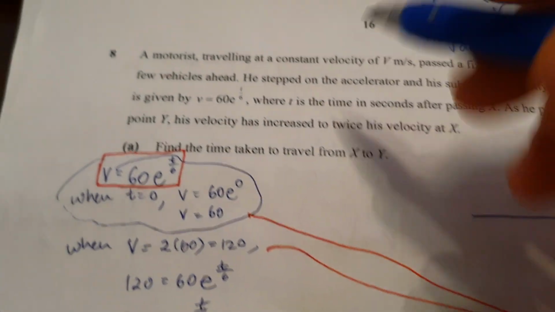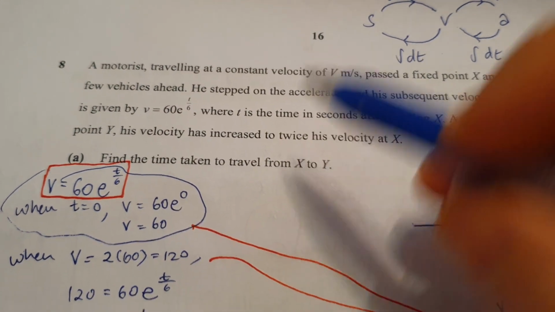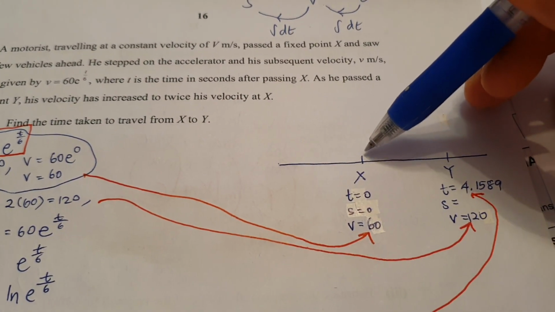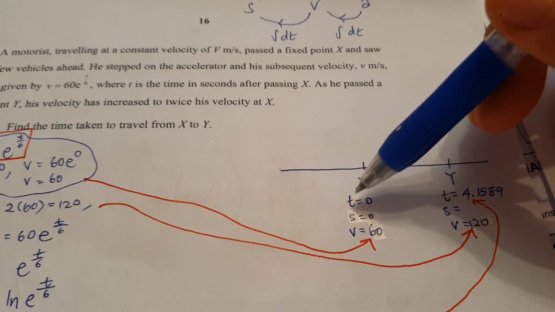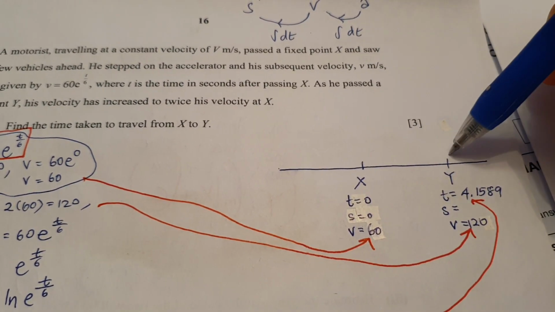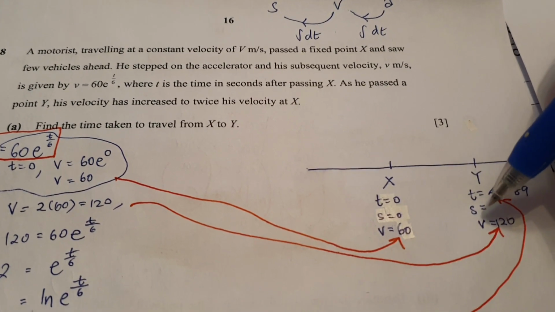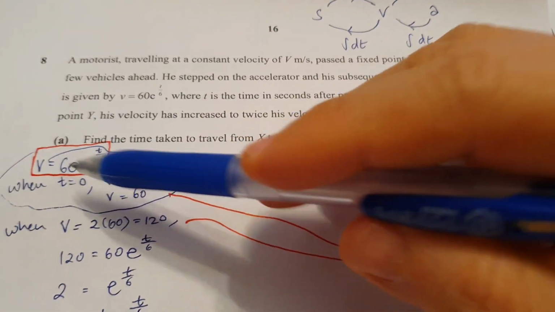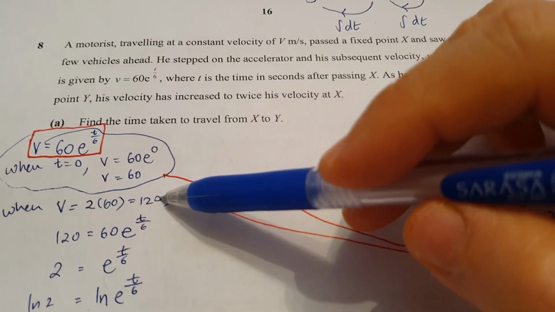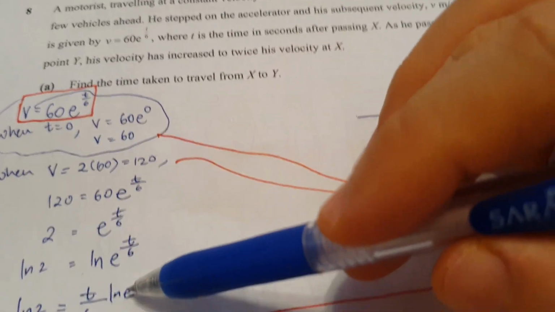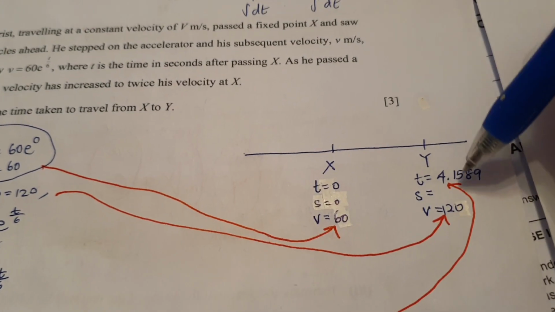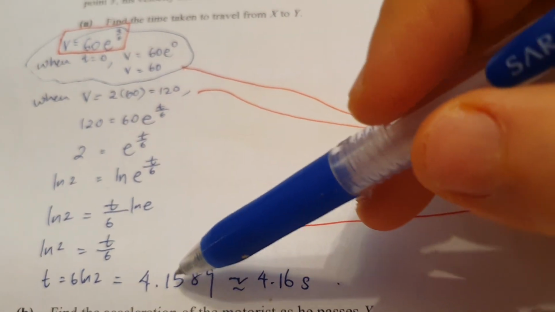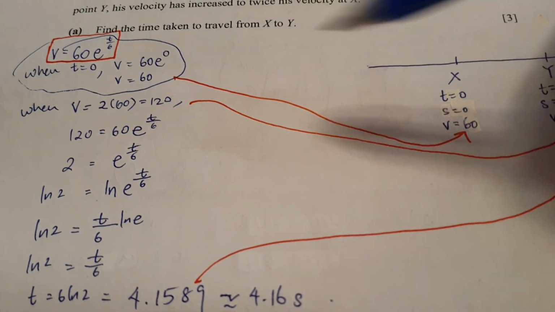Alright? Find the time taken to travel from x to y. So from this diagram, you can see very clearly that at x, the time is 0. At y, you can use v equals 120 and then find the t from here. So this 4.1589 is obtained from solving this equation.